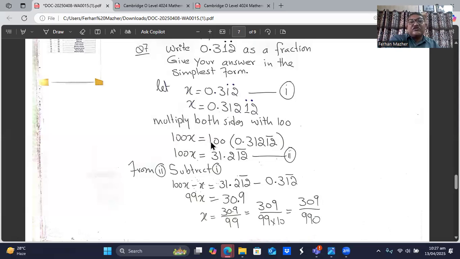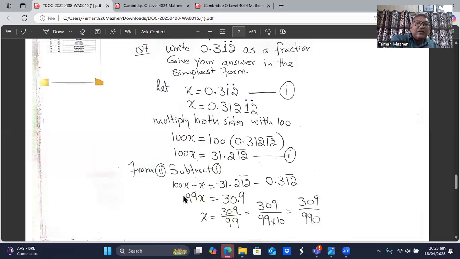So 100x is equal to 100 multiplied by 0.312, and on this 1, 2 we have these dots, or you can say we have a bar. So when you multiply by 100, you will get 100x equals 31.212 bar. You can see this 1, 2, which has a bar on it, and this 1, 2, which has a bar on it, are both on the second and the third decimal place right now. So from this second one, I will subtract the first one. So you will have 100x minus x equals 31.212 bar minus 0.312 bar.